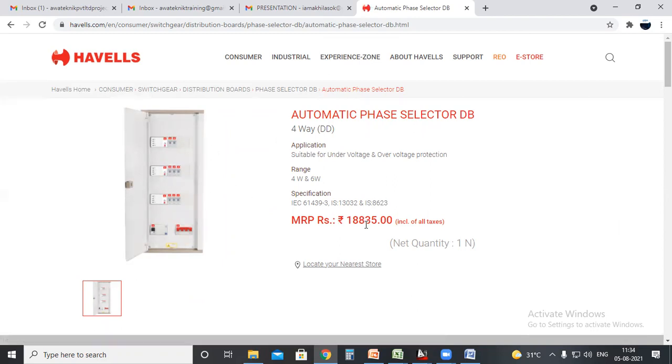The price given is 18,000 Indian rupees. You can see the price difference for the automatic one. This one also has a disadvantage. It changes the phase by checking the voltage. If you are not getting sufficient voltage in a particular phase, it will automatically change the phase. So if your area has voltage stability issues, this will be useless, because all the time it will be automatically changing the phase.